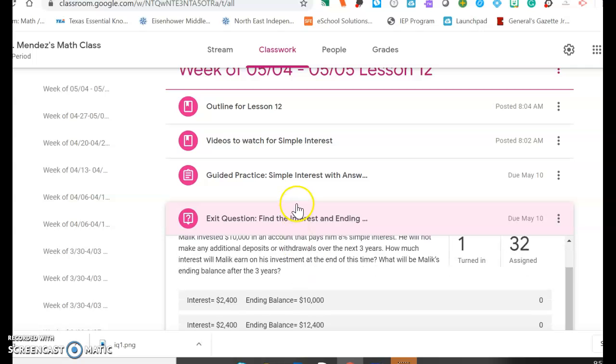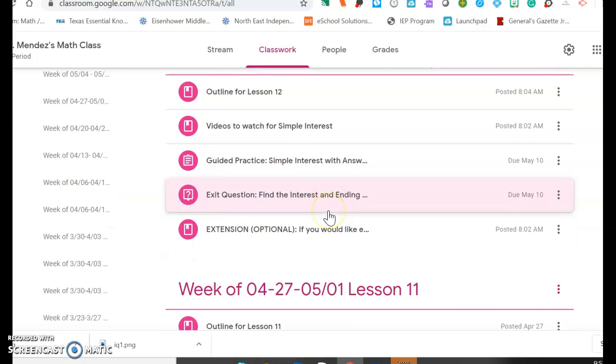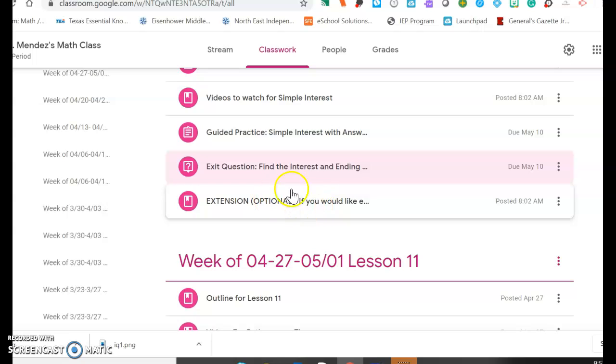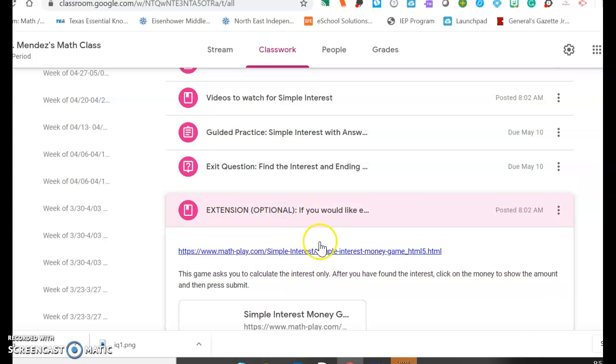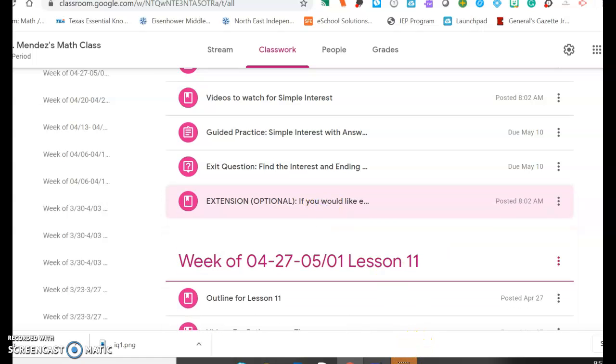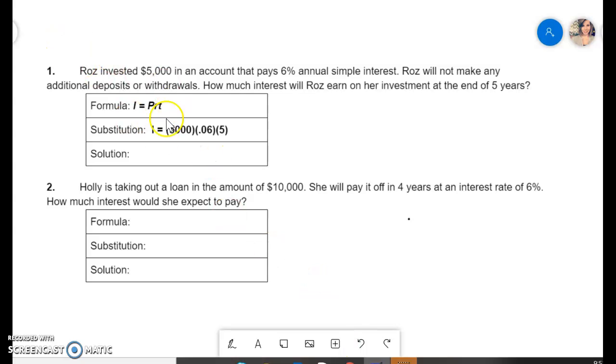I'm going to show you some examples before you do that. And then extension, notice it says optional. So if you would like more practice or you want to do more, there's a game here for you to try. All right, so from the practice with the answer key, this is number 1 and number 2.